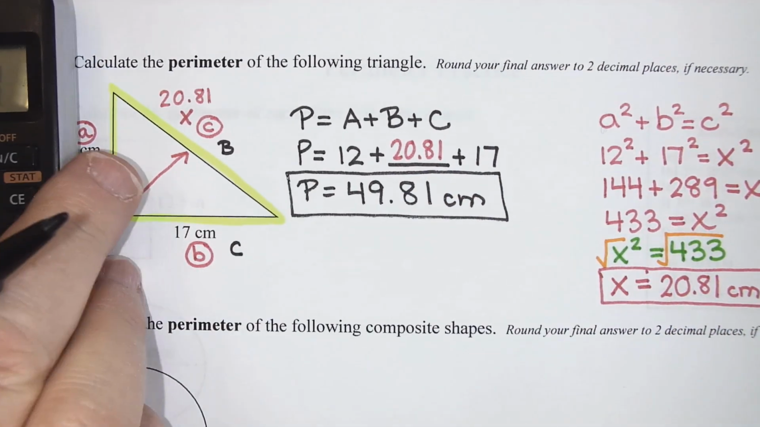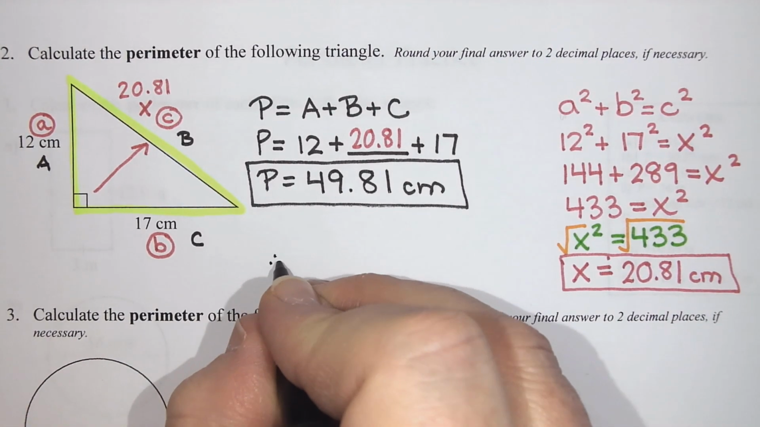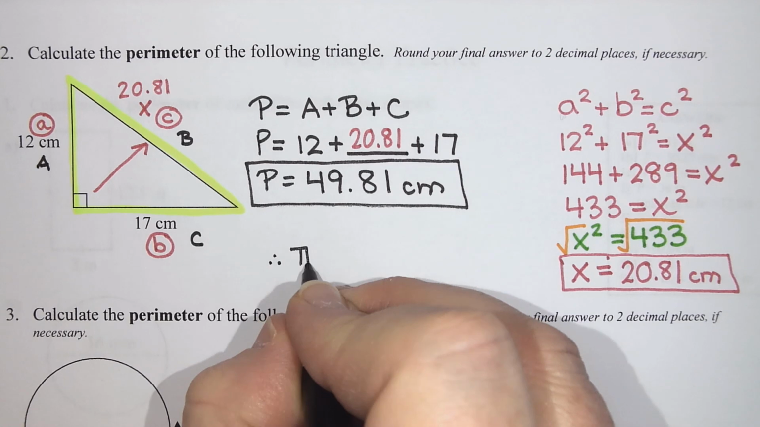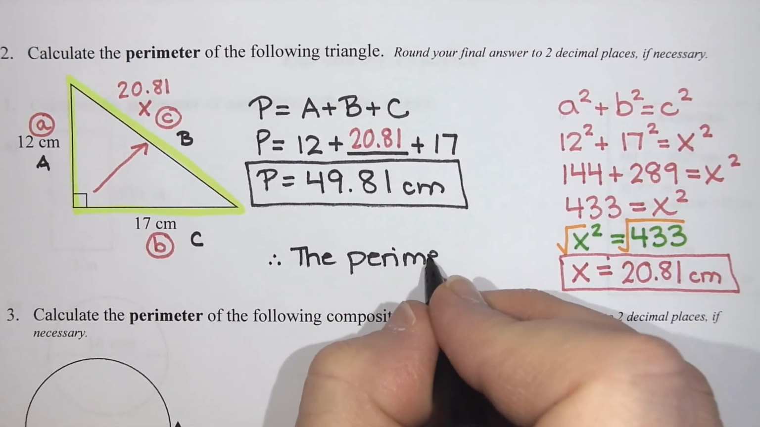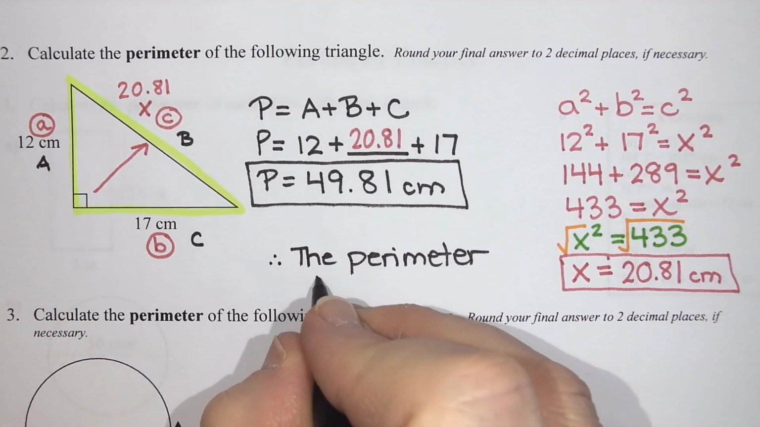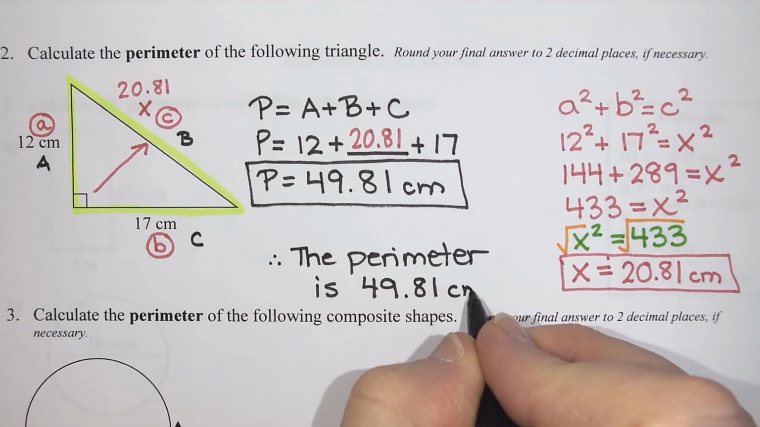Now, because I did more than one calculation, I would probably finish off with a little therefore to say the perimeter is 49.81 centimeters.